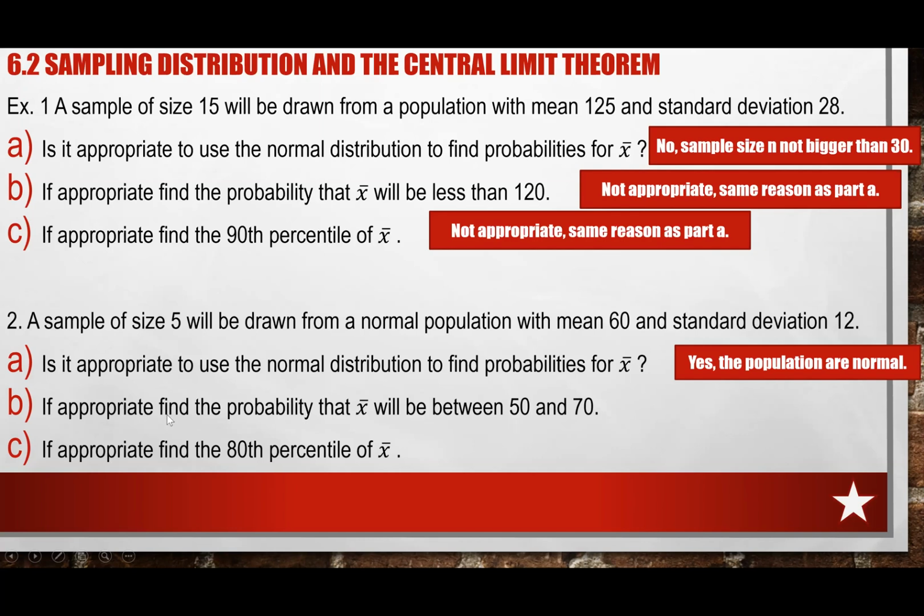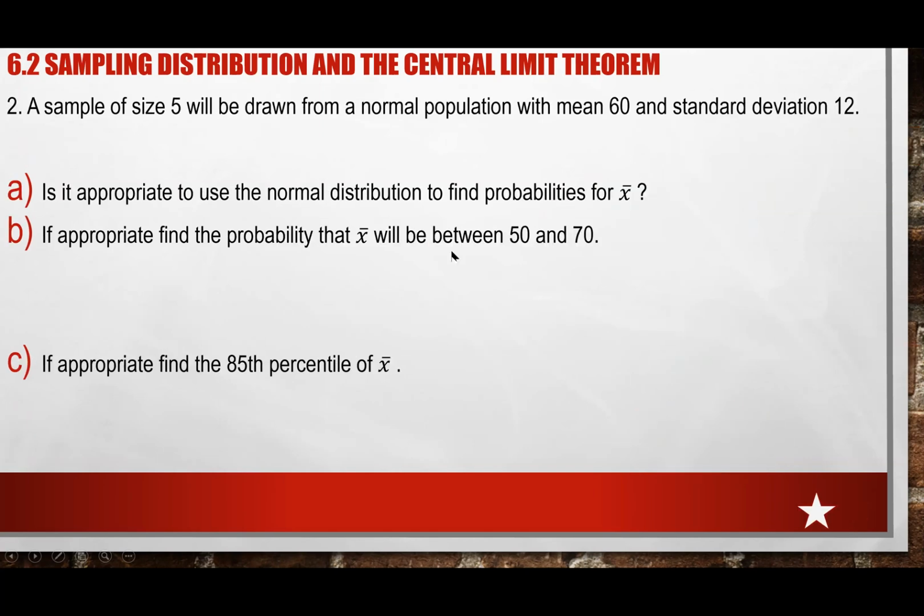Now the follow-up question is, if it's appropriate, find the probability that it is between 50 and 70, and find the 80th percentile, which, as you can see, is the same as we had before. So to do B, we know that we need the mean, which is 60, and the standard deviation. We have to adjust the standard deviation, and that, ladies and gentlemen, is the only thing new: we need to find the standard error, which is the standard deviation divided by the square root of the sample size.